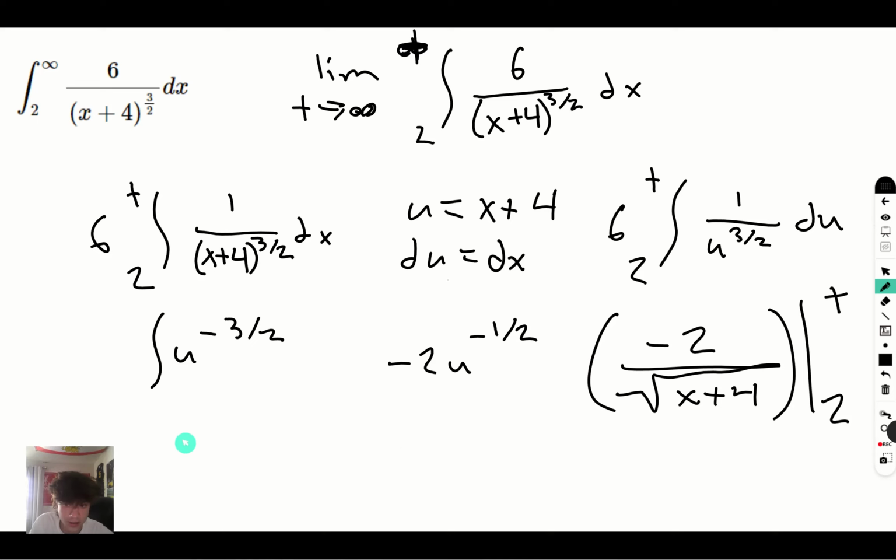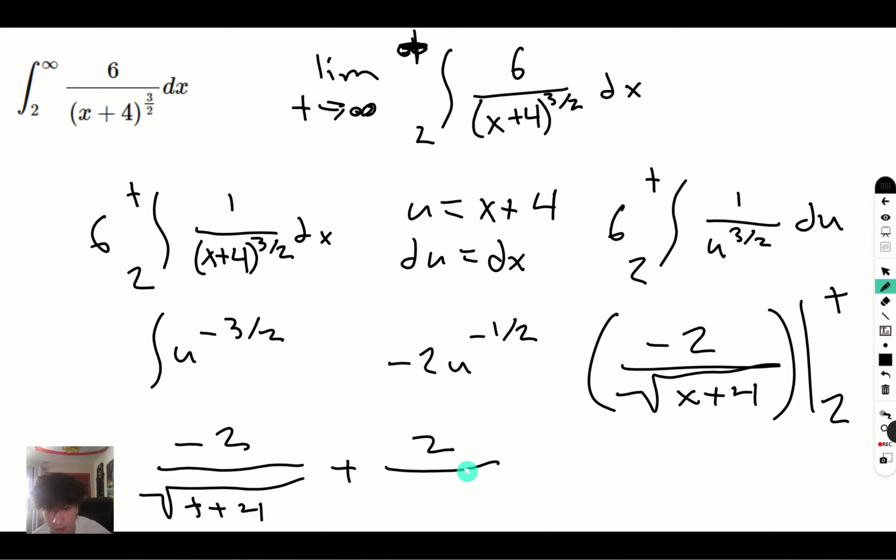All right, so negative 2 over square root of t plus 4 plus 2 over square root of 6. So there we have that. T is infinity, t plus 4 is infinity, square root of infinity is going to be infinity, and negative 2 over infinity is going to be 0. So our final answer will be 2 over root 6.